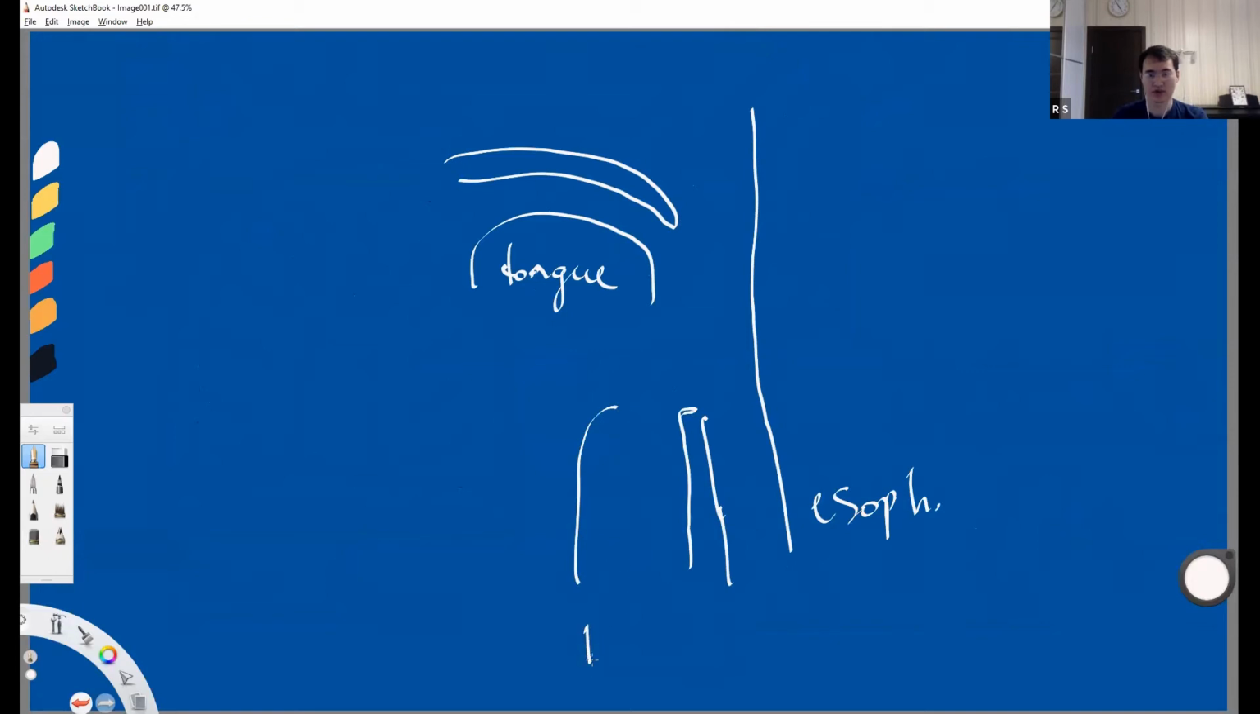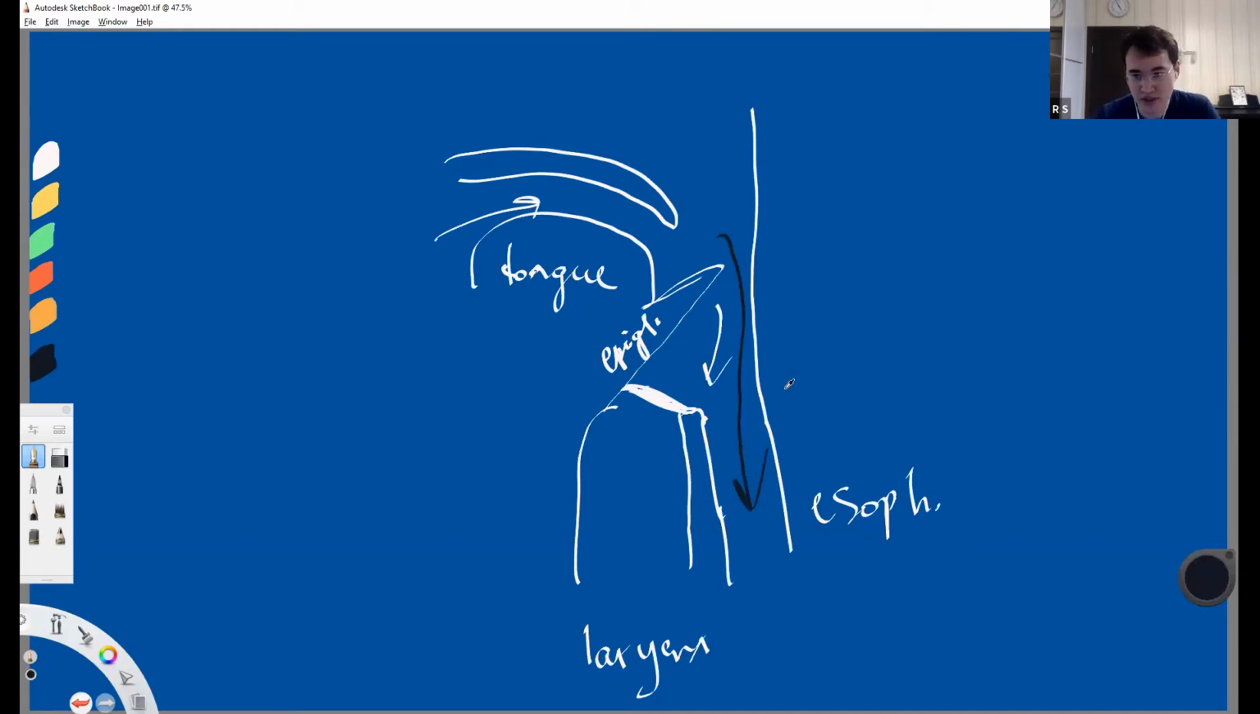Here you have your larynx, and here we have the epiglottis. So what happens when we try to swallow the food? Usually the tongue pushes the epiglottis, so it moves down, and in this case, it closes the entrance to the larynx, and the food gets in a single proper way, so it goes to the esophagus.